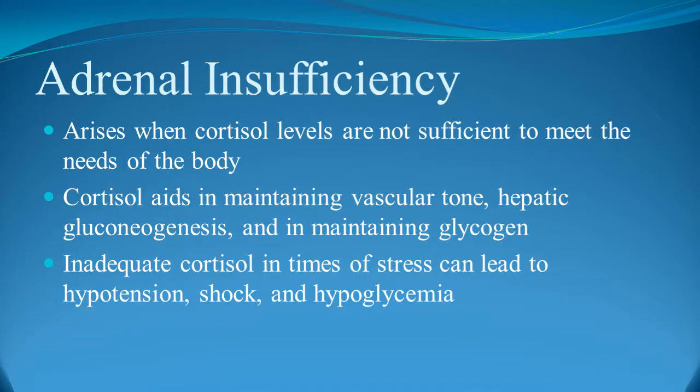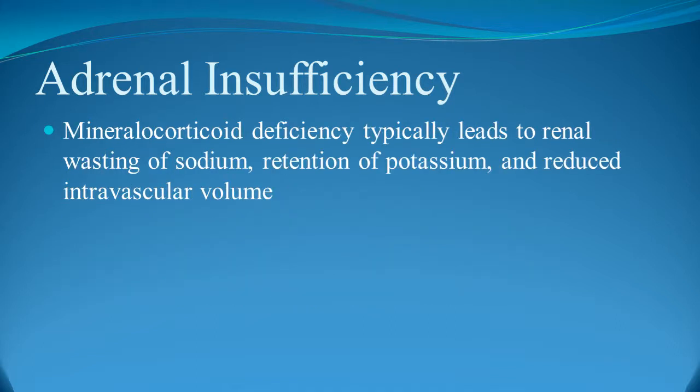Adrenal insufficiency arises when the cortisol levels are not sufficient to meet the need of the body. Cortisol aids in maintaining vascular tone, hepatic gluconeogenesis, and maintaining glycogen. Inadequate cortisol in times of stress can lead to hypotension, shock, and hypoglycemia. Mineralocorticoid deficiency typically leads to renal wasting of sodium, retention of potassium, and reduced intravascular volume.